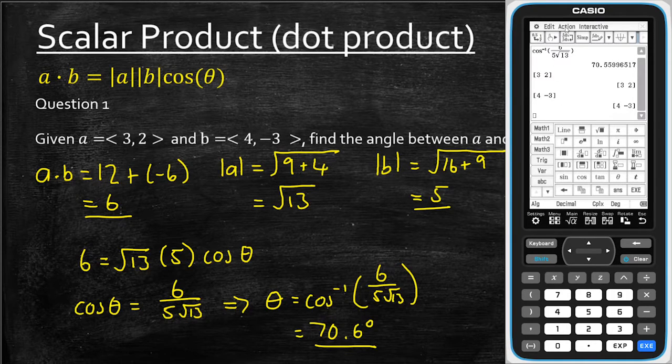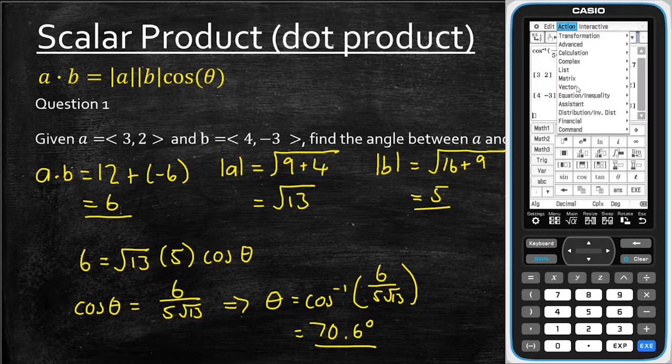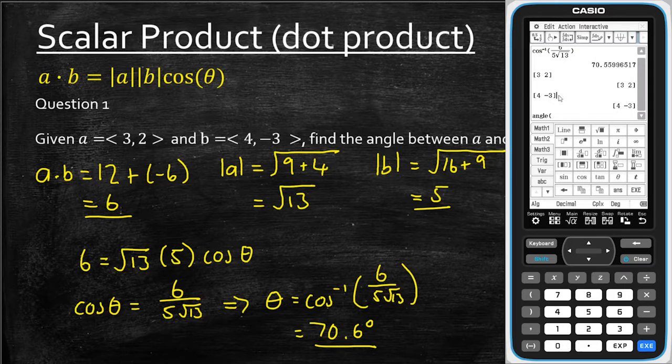And then what we're going to do is go to Action. We're in vectors, so we're going to go to Vector. And we want to find the angle between the two vectors, so we're going to go Angle. Then all we're going to do is substitute in the first one, comma, put in the second vector, and when we hit equals, we get the same result, 70.6.